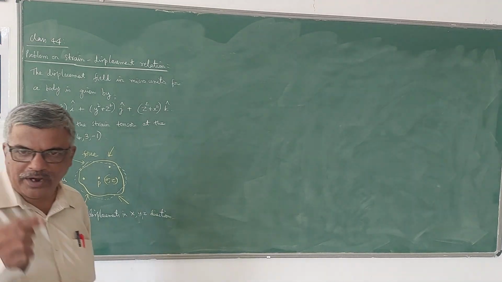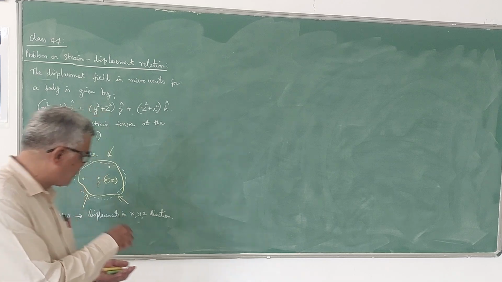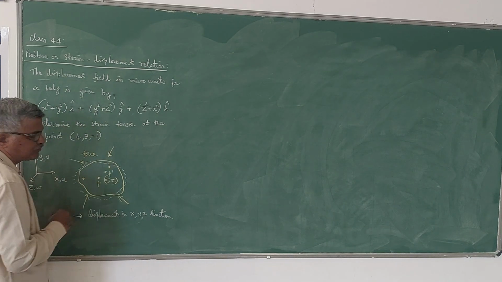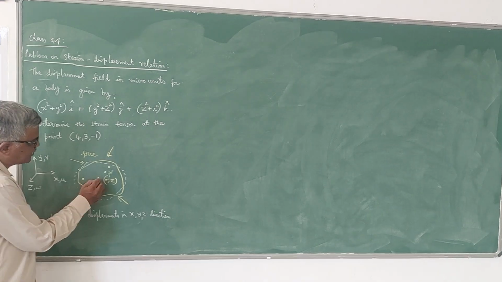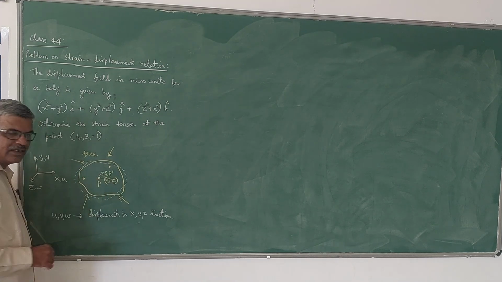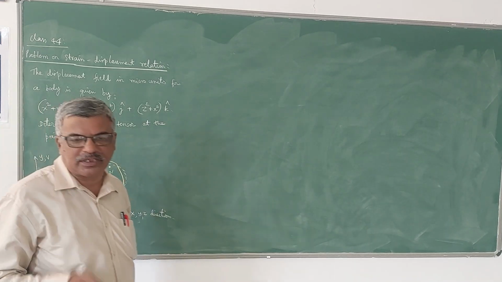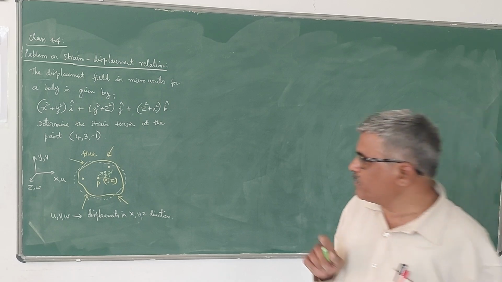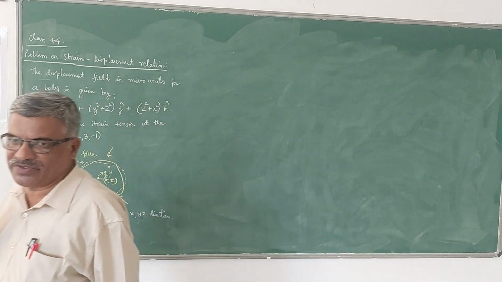So a point, after the application of the load, this P may go somewhere here, P dash. So it has displacement in x direction, in y direction as well as in z direction. So those are the displacements. u, v, w are the displacements. So those displacements, they are related to strains.